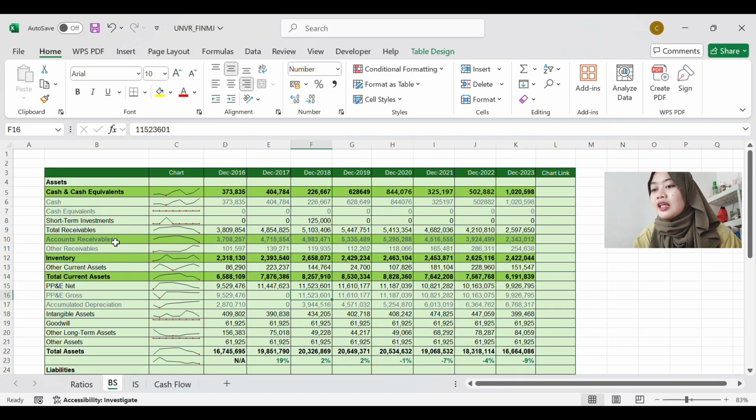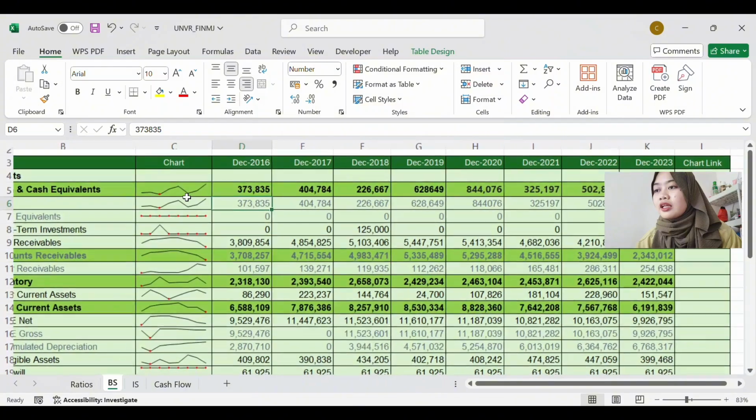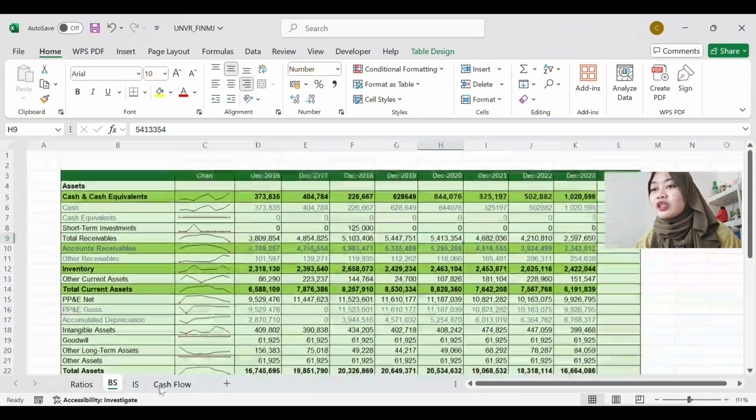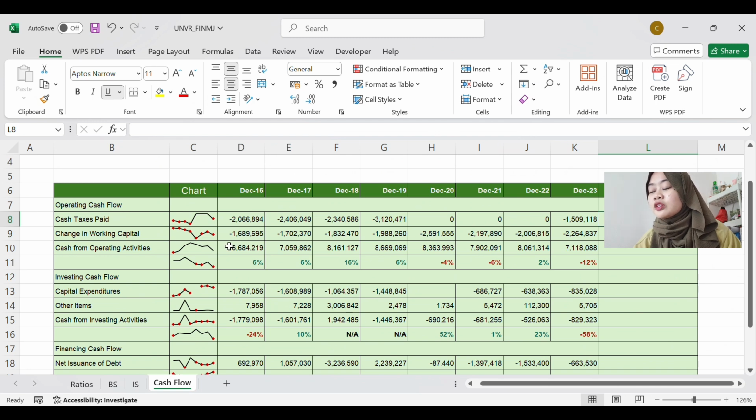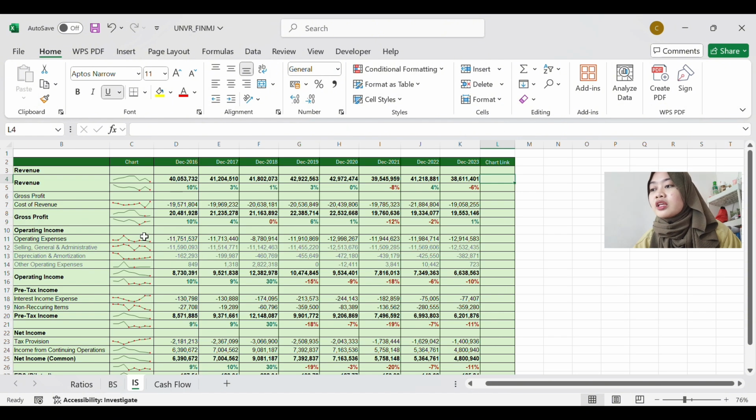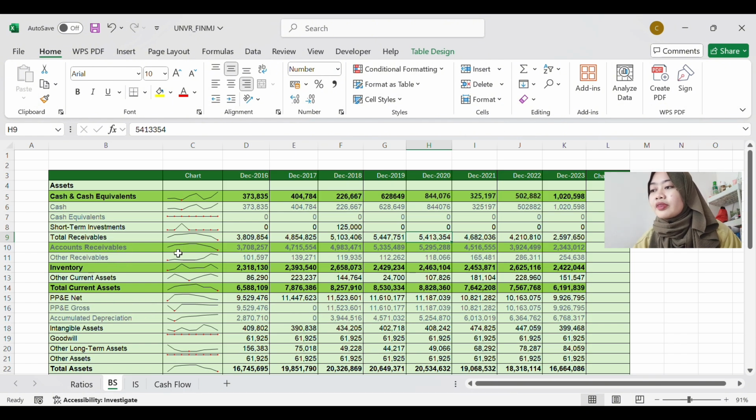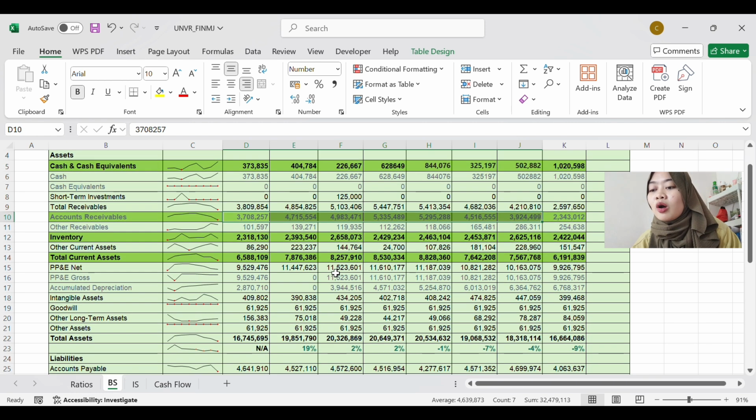Alright, first let's look at the three most important things in current assets, which are cash and cash equivalents, accounts receivable, and inventory. We see here that the position of cash and cash equivalents in Unilever tends to fluctuate. They even lost their cash from 2020 until 2022. You can see in the cash flow that their cash reached zero value in cash taxes paid. And then moving on to accounts receivable. When we look at accounts receivable, it can be seen that although it did not reach zero value, the accounts receivable at Unilever is also decreasing year by year.